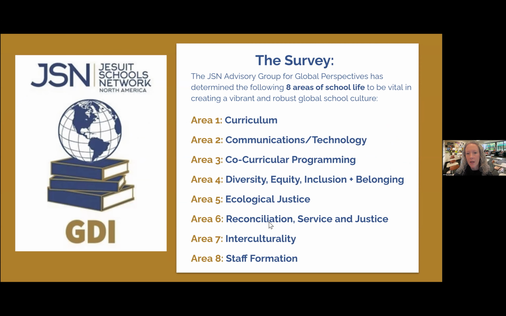It was originally designed to look at these 8 areas of school life that we thought had helped create a robust global school culture. And so those areas are curriculum, communications and technology, co-curricular programming, diversity, equity, inclusion, and belonging, ecological justice, reconciliation, service and justice, interculturality, and staff formation. And within each of those areas, there are sub areas or subcategories, and I'll talk a little bit about that in a moment.